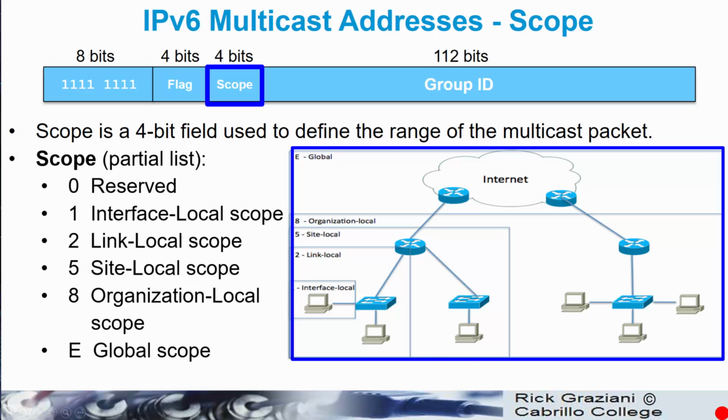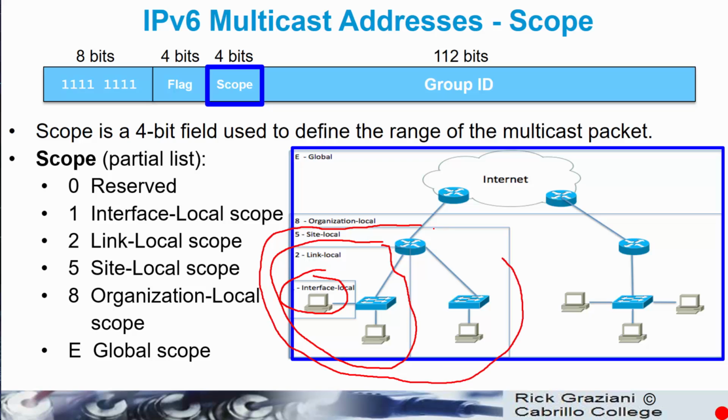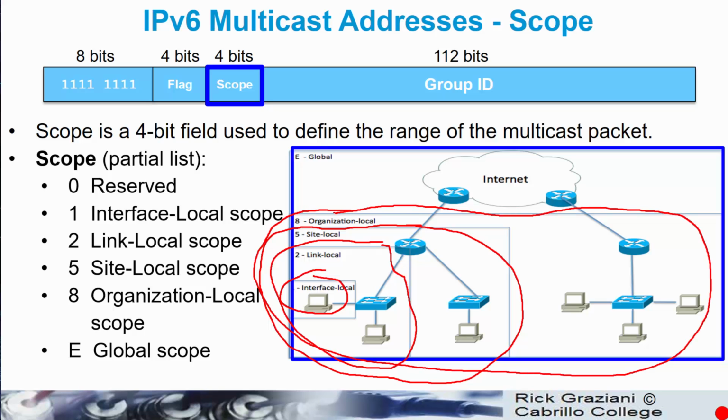So I want to point that out again. Interface-local, link-local, layer 3 boundary. Site-local could be anything attached to that router or that layer 3 device. Organizational-local, and then global will encompass the internet as well.